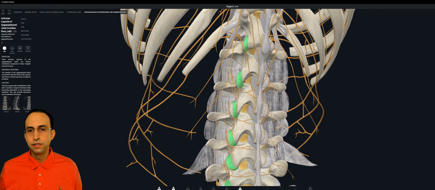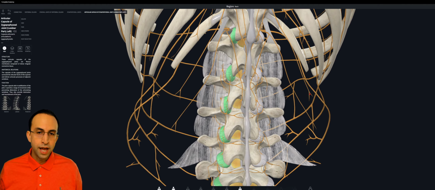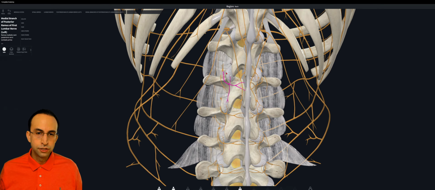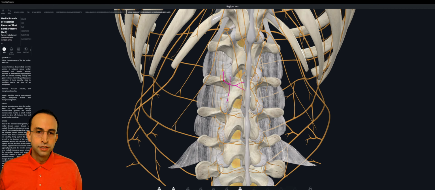rain, etc. These weather changes can affect people in terms of arthritis pain, and this is one of those things that does occur. So what normally happens is there's a nerve here that innervates this joint. You can see right here. This is the medial branch. This typically is a nerve that we would target when we do procedures.